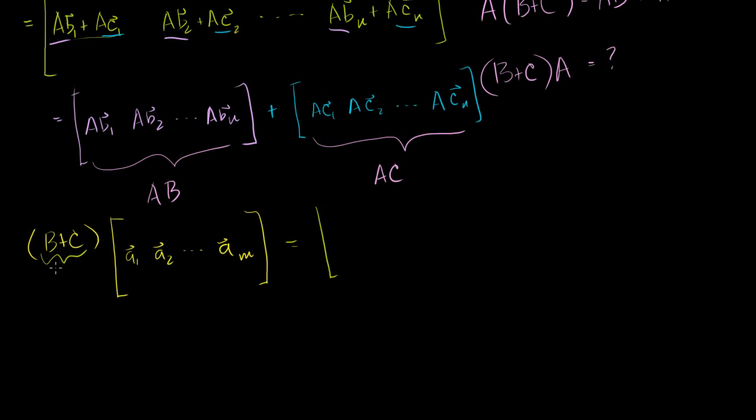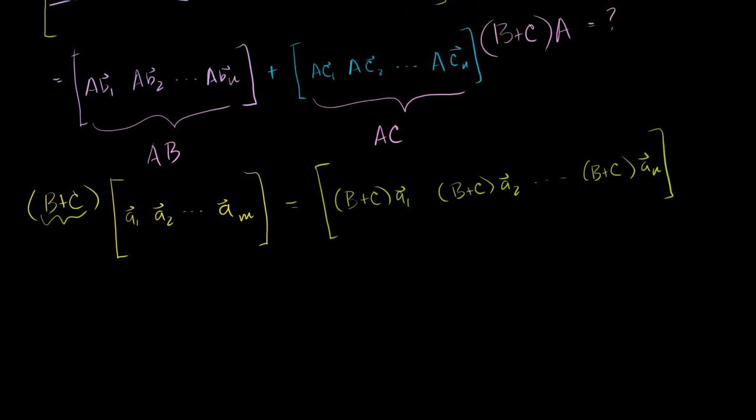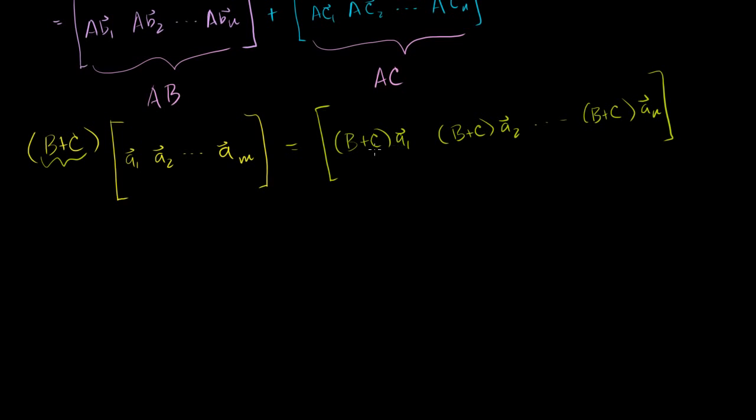And by the definition of matrix products, this is going to be equal to the matrix B plus C. We can represent it as a sum of two matrices, but this is just a matrix. So it's B plus C times each of the column vectors of A. So it's B plus C times A1, B plus C times A2, all the way to B plus C times AN. And it was many videos ago that I think we showed that matrix vector products are distributive, so we can just distribute this vector along these two matrices.